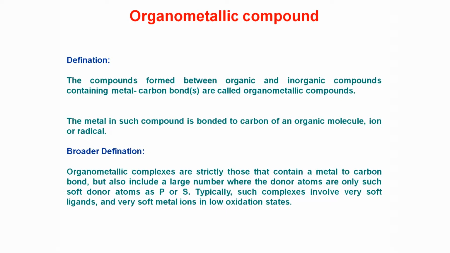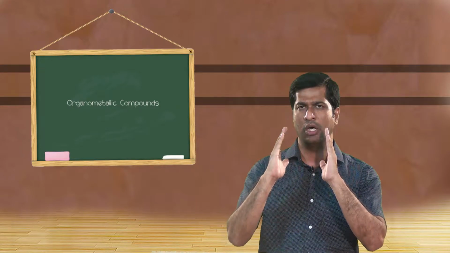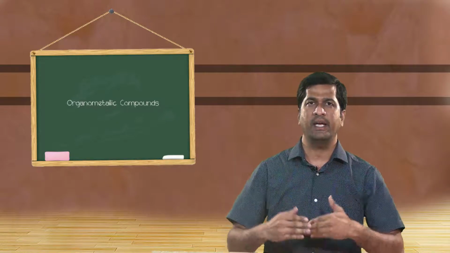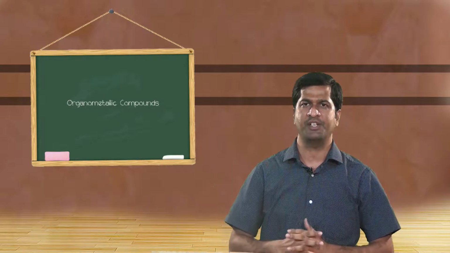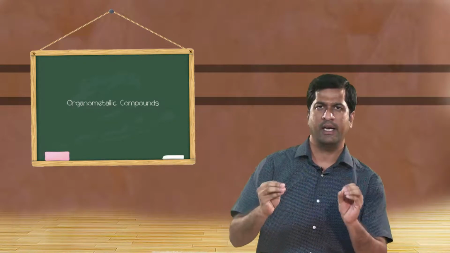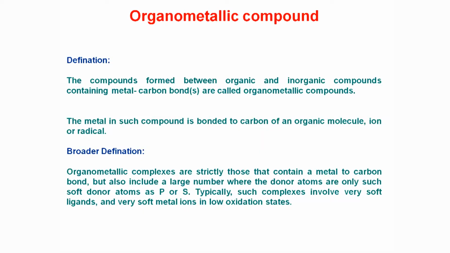The compound formed between organic and inorganic compounds containing a direct metal carbon bond is called an organometallic compound. In these metal complexes, at least one carbon metal bond should be there. In general, we can define it in a broader fashion: organometallic complexes are formed between organic and metal complexes, metal and softer ligands like phosphine ligands or sulfur ligands.